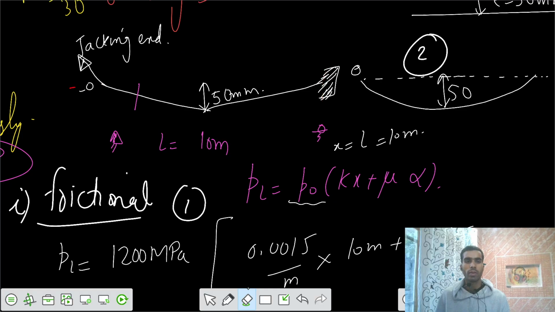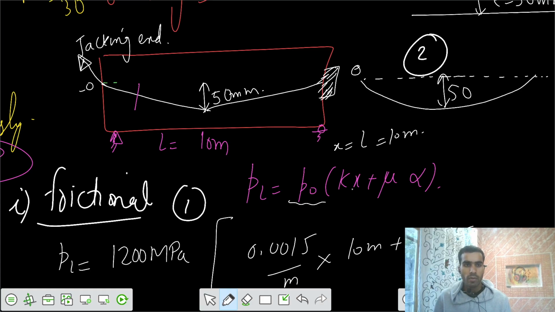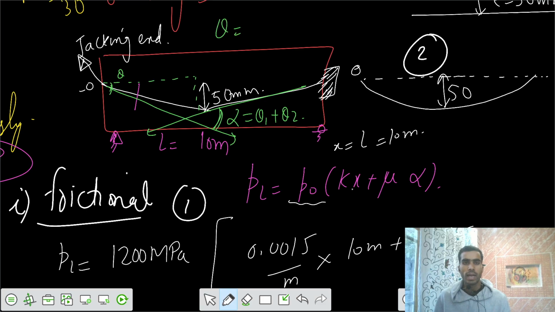What is the value of alpha we can take? If I say that we have this triangle, and there is some theta, and if I draw tangent, and here also we draw tangent, so this would be alpha equals theta 1 plus theta 2. Such that tan theta equals E by L, E by 5. This is your E. E is your 50 millimeters, divided by 5, that's L by 2 actually.